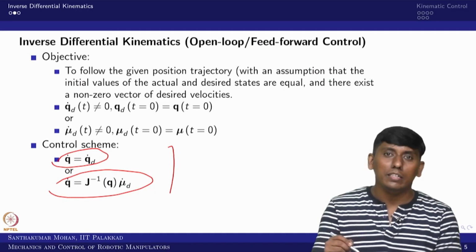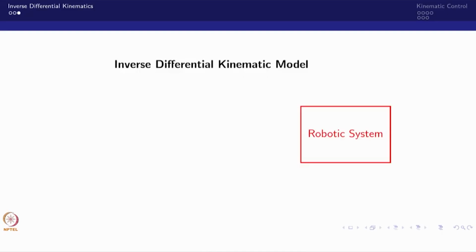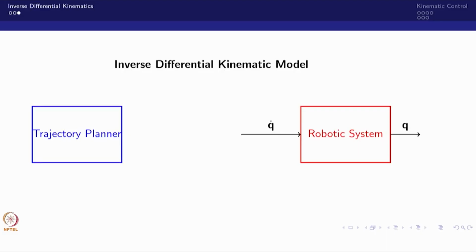This we have seen already in the regular lecture. Here we will see it in a block diagram. The robotic system at the kinematic level gives q as output, and the input is q dot, which is what we assume. For inverse differential kinematics there would be a trajectory planner. We assume it gives the end effector position and trajectory, so it gives mu desired dot and mu desired. These two would be available from the trajectory planner, but you need q dot.